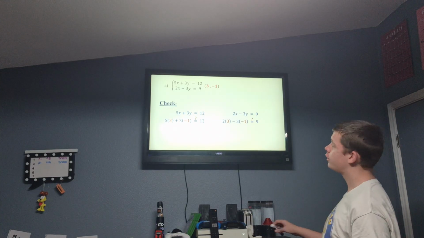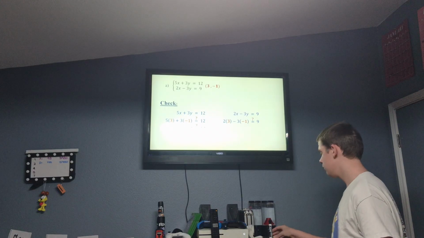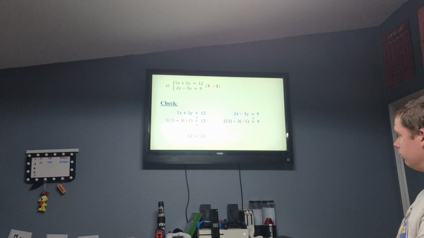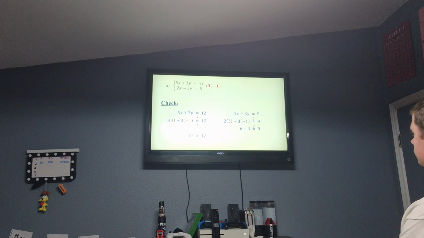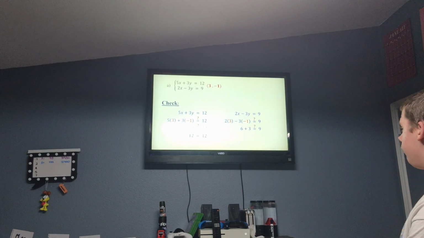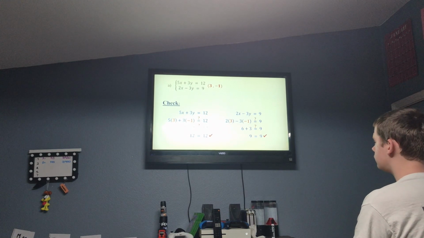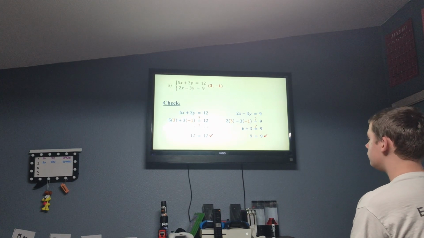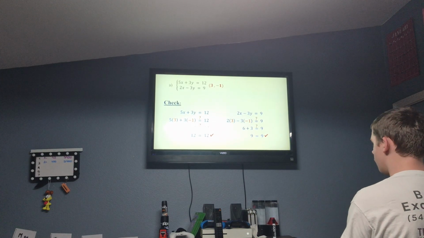Yeah, you could check if you want. 5 times 3 is 15. 3 times negative 1 is negative 3, and 15 minus 3 is 12. In the second equation, 2 times 3 is 6. Negative 3 times negative 1 is positive 3, and 6 plus 3 is 9. As you can see, both equations are satisfied, confirming that the ordered pair 3, negative 1 is indeed the solution to the system of equations.